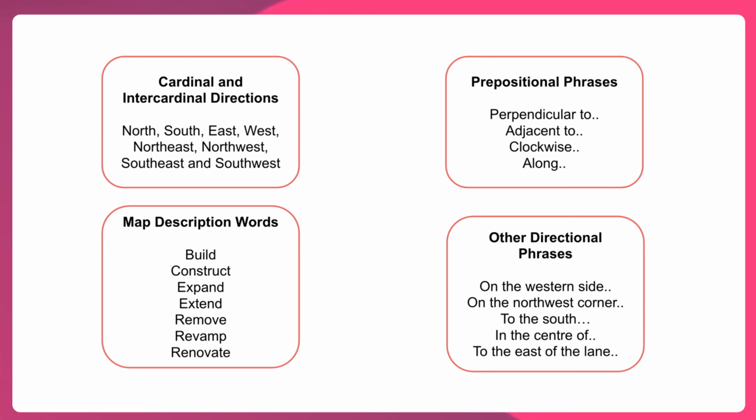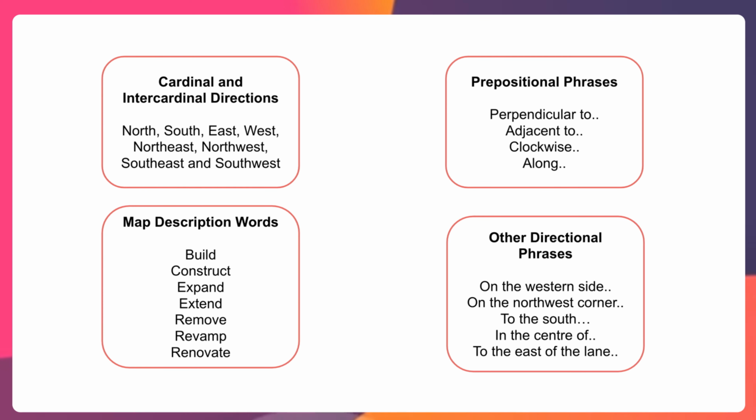Next, we have prepositional phrases. For example, perpendicular to, adjacent to, clockwise and along. We have other directional phrases like on the western side, on the northwest corner, to the south, in the center of, to the east of the lane. In these directional phrases, you can see that majorly the cardinal and intercardinal directions are used with the exact corner or side, or, let's say, the middle of.